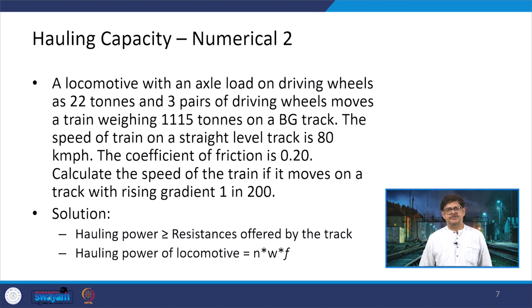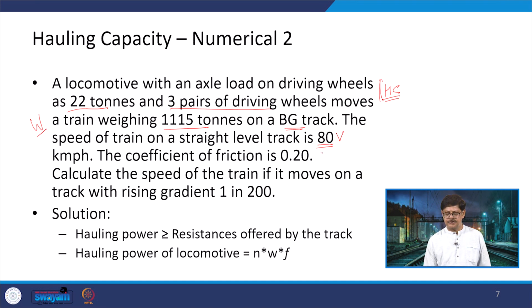Now, let us move to the next numerical here. In this case again we have been given that 22 tons are coming on one of the driving wheel axle combinations and there are 3 such pairs. So, that is defining our condition for hauling capacity. Then this train is having a weight of 1115 tons. So, the total weight is now given to you, and this is moving on a broad gauge track. The speed of the train on a straight level track is 80 kilometers per hour, V.